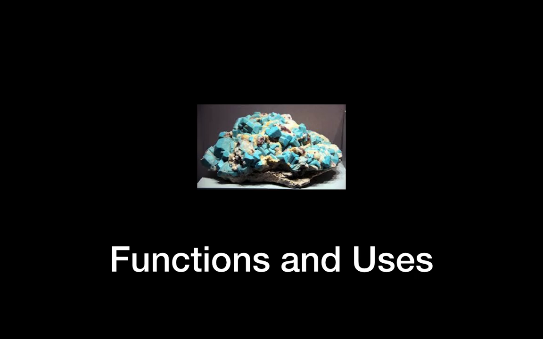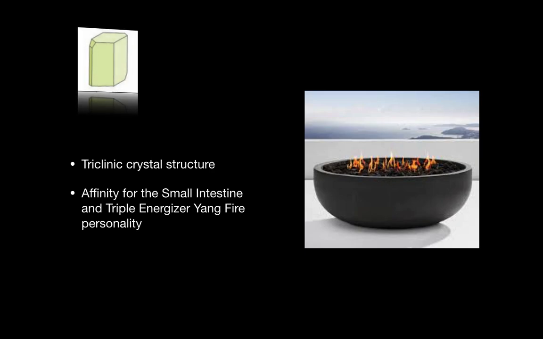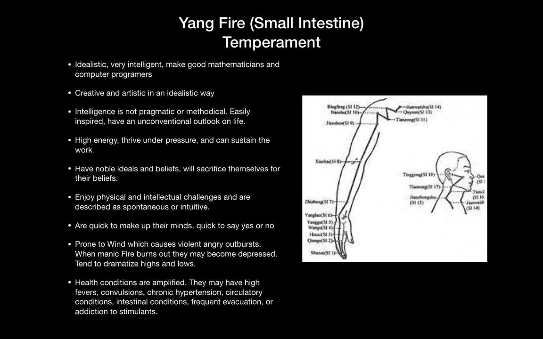So how can Amazonite be used in day-to-day life? Well, as I've just mentioned, it has a triclinic crystal structure and a resonance with the small intestine and the triple energizer temperament. Incidentally, the small intestine does connect to the bladder meridian. The small intestine meridian, pictured on the screen, is associated with this type, this temperament, the yang fire temperament, or the outermost fire temperament.